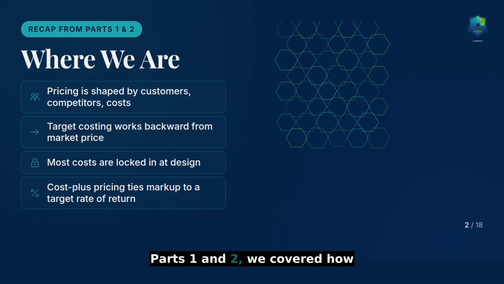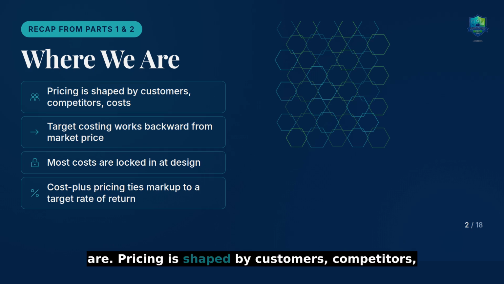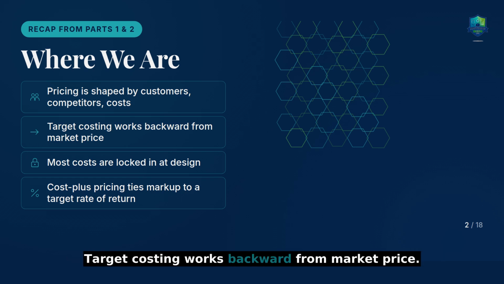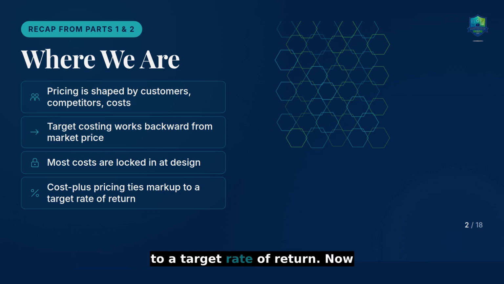In parts 1 and 2, we covered how firms set prices and manage costs. Quick recap of where we are. Pricing is shaped by customers, competitors, and costs. Target costing works backward from market price. Most costs are locked in at design, so early decisions matter most. Cost plus pricing ties markup to a target rate of return.